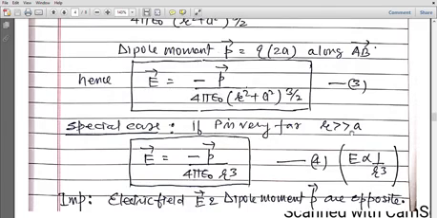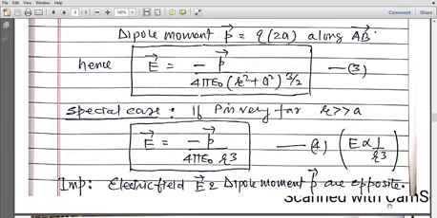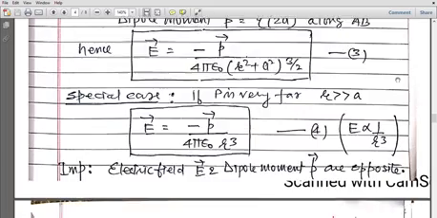Now the special case is, if P is very far, then R is very much greater than A. In that case, in R square plus A square, A can be neglected. So R square to the power 3 by 2 becomes R cube, but with a negative sign, and the negative sign means the electric field E and dipole moment P are opposite to each other. Okay, so this is the topic: electric field due to an electric dipole on its equatorial line and on its axial line.